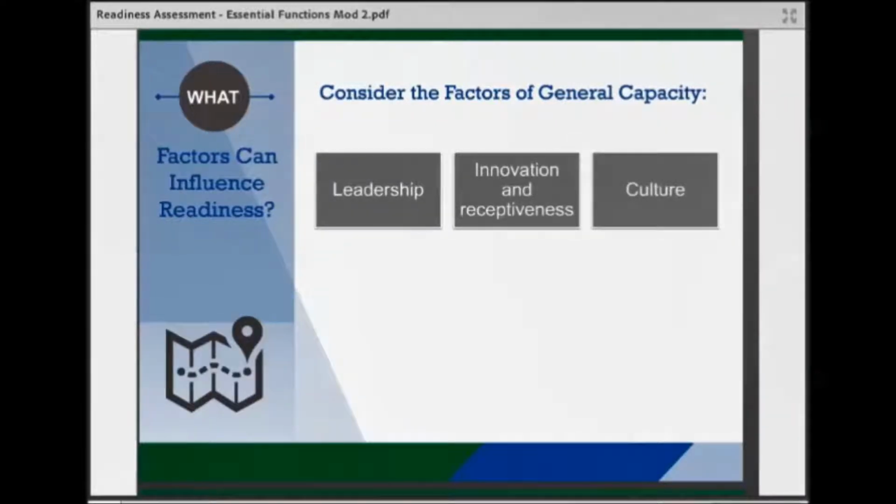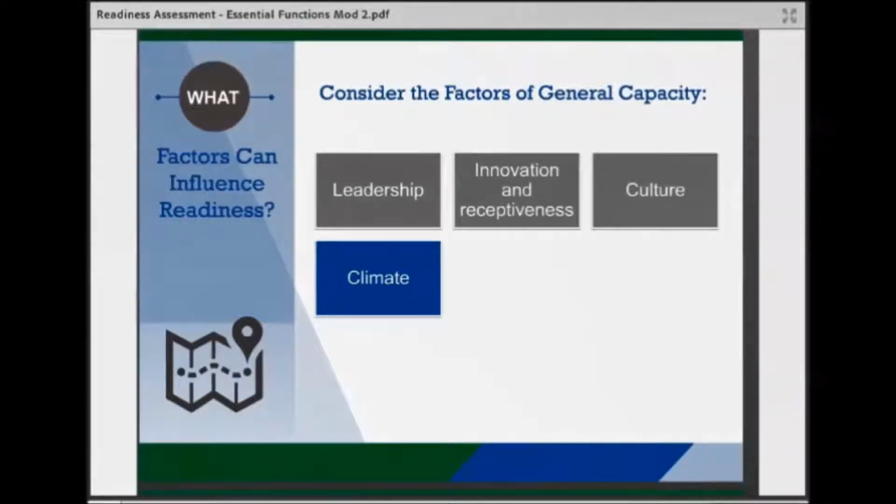Culture. Does the culture of the organization, including behaviors and beliefs, support future change initiatives? Research suggests that when knowledgeable and skilled staff are engaged in decision-making and have discretion on how to conduct their work, change efforts are more successful.